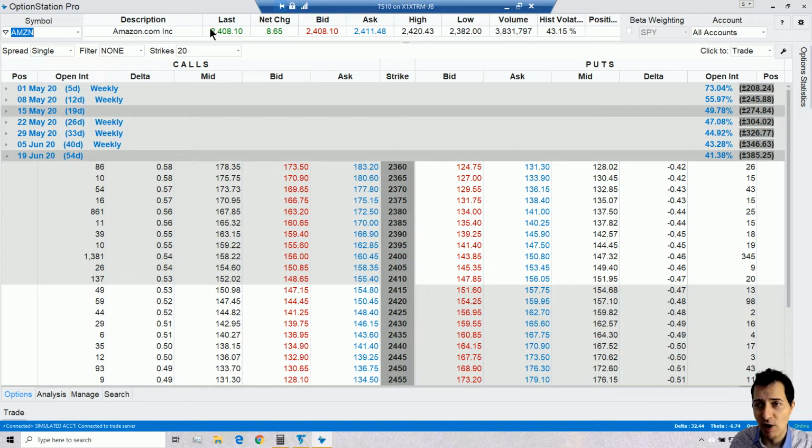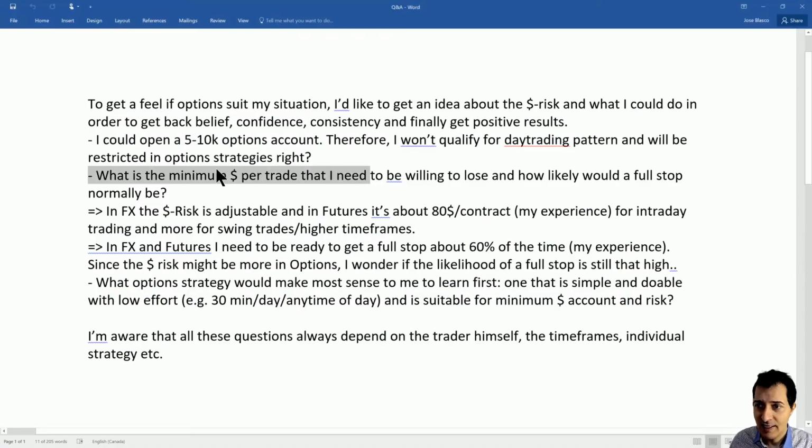Why? Because the price of the stock is more expensive. So the more expensive the stock, the more expensive the option. But also, the more volatile the stock, the more expensive the option. So, having said all of this, coming back to your question, what is the minimum dollar per trade you need? Well, it depends on the amount of money you have and the risk that you want to assume, knowing that the more expensive the stocks, the more expensive the options. So you will need to define a few things to decide which options to trade.